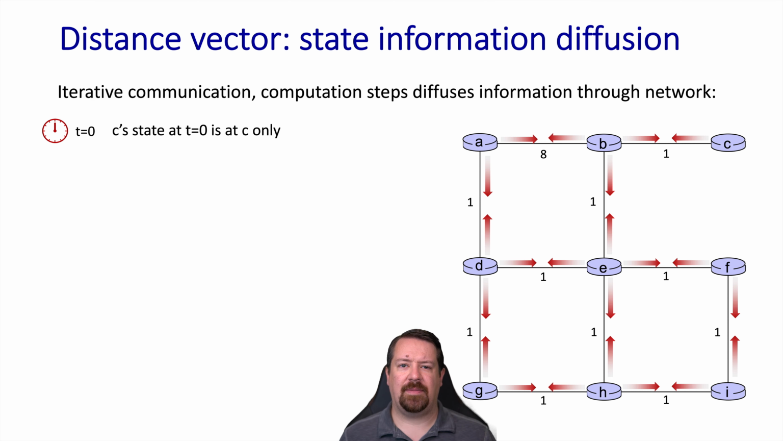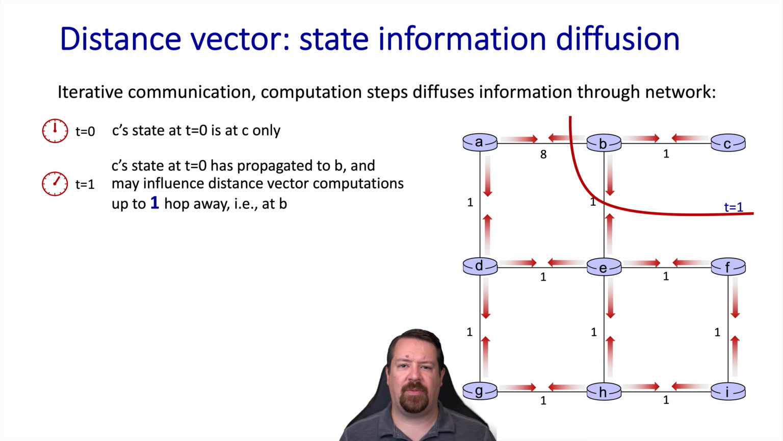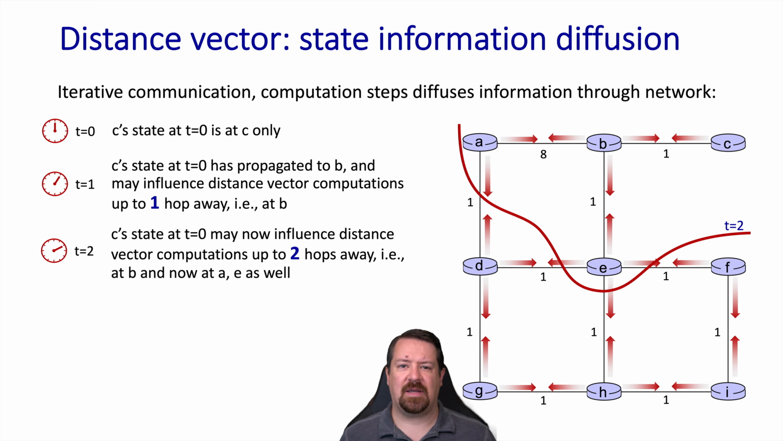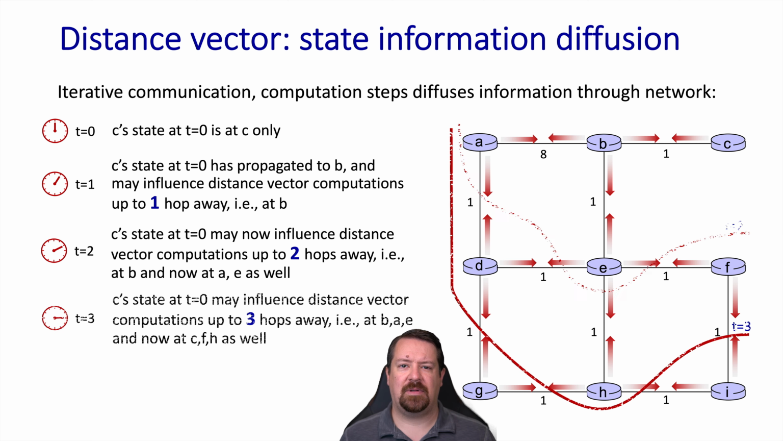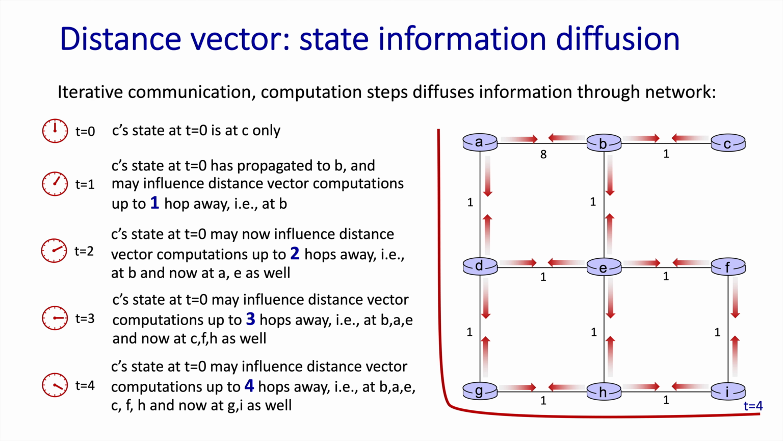At initialization time, each node knows only its own information. But at the second iteration, C's information has propagated 1 hop through the network. At the second iteration, it's propagated 2 hops. At the third iteration, it's propagated 3 hops. And by the fourth iteration, it's propagated through the whole network. Because the longest shortest path in this network is 4 hops, we can say that the network's diameter is 4 hops. So we can see that the time taken for the distance vector information to propagate through the whole network increases linearly with the network's diameter.